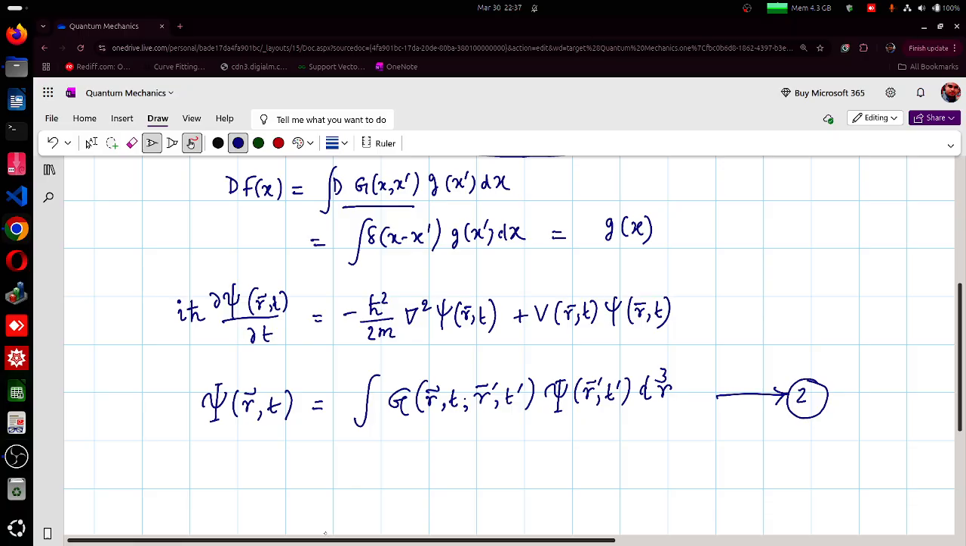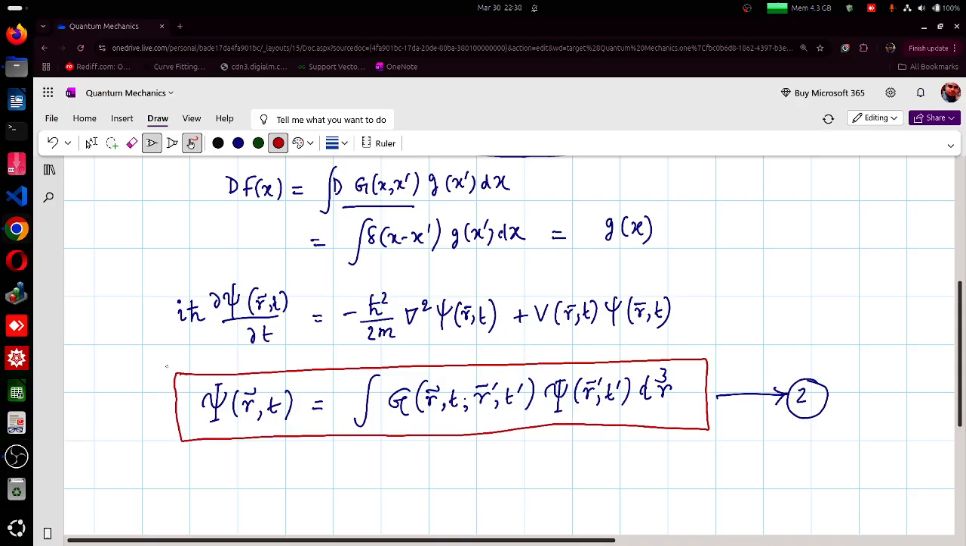Now what is the physical significance of the Green's function? Now it is time to see the physical implication. We can conclude from this expression that the Green's function acts like a propagator, which is used to propagate the wave function from a previous position r prime, t prime to a final position r at time t. So it basically acts like a propagator, right?